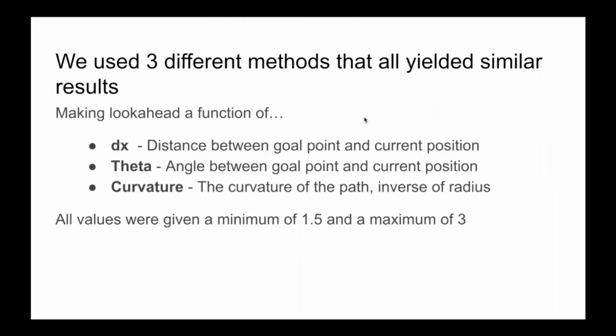To make our pure pursuit code more flexible to different environments, we set the look-ahead value to be a function of some other variable. The three variables we looked at were dx, which is the distance between the goal point and the current position in the x-axis, theta, which is the angle between the goal point and the current position, and curvature, which is the curvature of the path, or the inverse of the radius of curvature. All these values were given a minimum of 1.5 and a maximum of 3 to prevent getting just weird values.